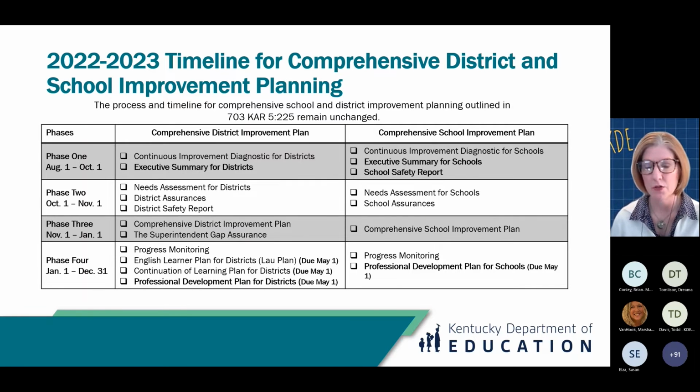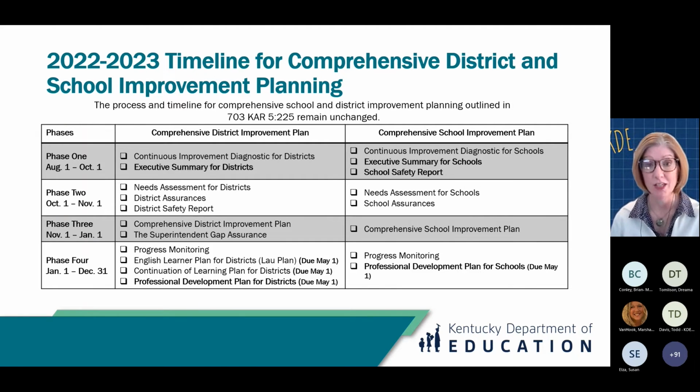Within phase two, then there's nothing new that has moved in there. You have the needs assessment for both districts and schools. You have assurances for both districts and schools, and then you have that district safety report. Within phase three, that's where the full plan with your goals, objectives, strategies, and activities are due. And then you also have the superintendent gap assurance.